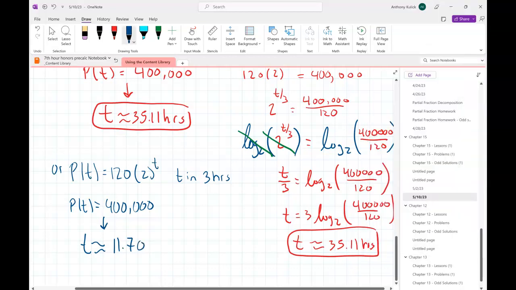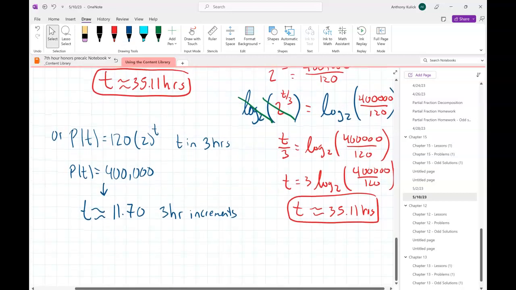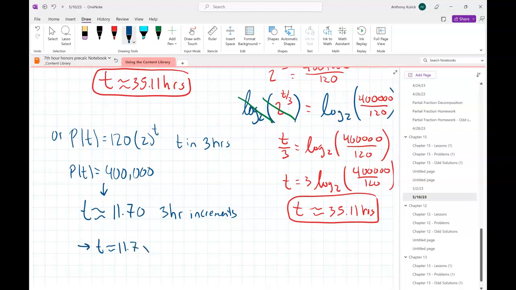But what is this T? Yeah, that's 3-hour increments. Now, what does that mean? If I do 11.7 times 3, that's going to give us that same 35.1 hours that we saw before. So if you choose to use your T in kind of a non-standard time period, keep in mind that you'll probably have to do a little bit of multiplication with your answer at the end to get into a standard unit.